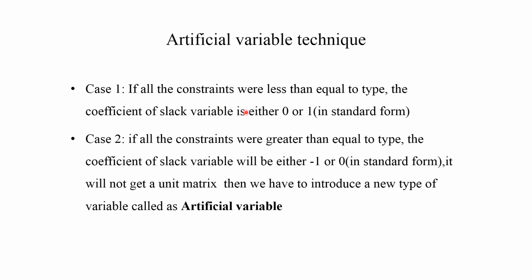First, if all constraints are less than or equal to type, the coefficient of the slack variable is either 0 or 1. But if the constraints are greater than or equal to type, then the coefficient of the slack variable will be either -1 or 0 in the standard format. So it will not give a unit matrix. Then we have to introduce a new type of variable, which is known as an artificial variable, and this technique is known as the artificial variable technique.